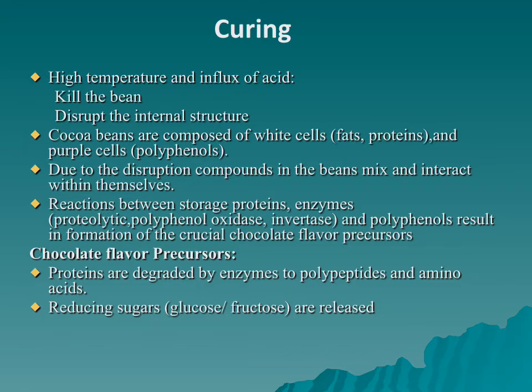The reaction occurs between storage proteins, enzymes and polyphenols, which results in the formation of crucial chocolate flavor precursors. Here the enzymes are proteolytic enzymes, polyphenol oxidase and invertase. The proteins are degraded by enzymes to polypeptides and amino acids, and reducing sugar gets released. So you will get the chocolate flavor.